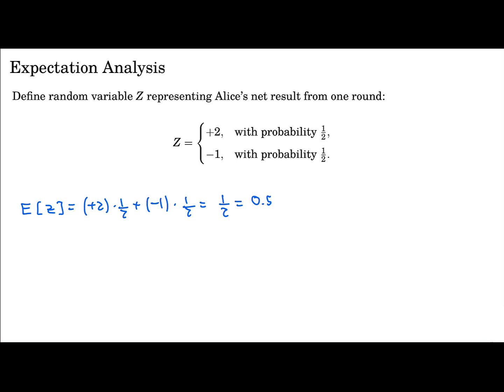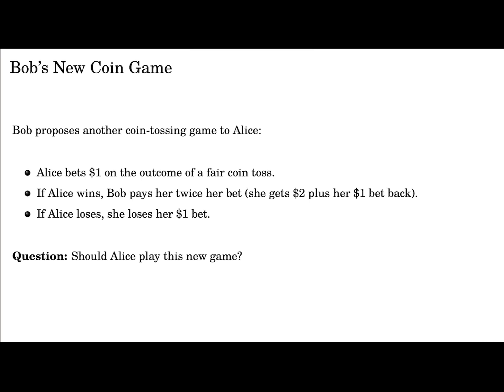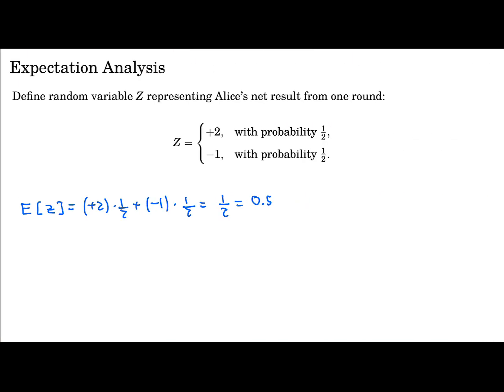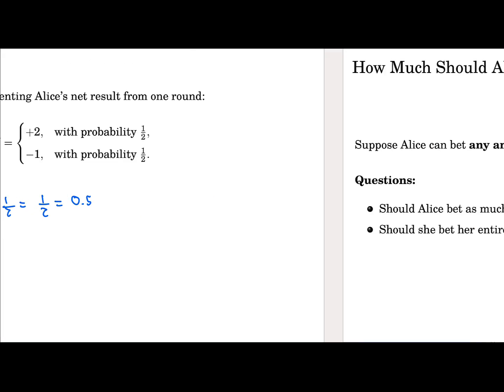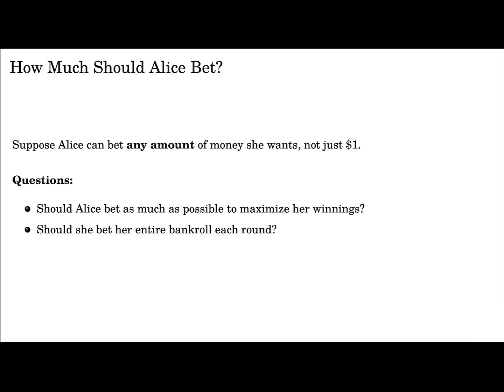So unlike the first coin game, this game is favorable to Alice. If she could play this game many times at $1, it seems like a good idea to be playing this game. So that answers this question: should Alice play this new game? It seems like yes, but we have a more subtle question now. How much should Alice bet?